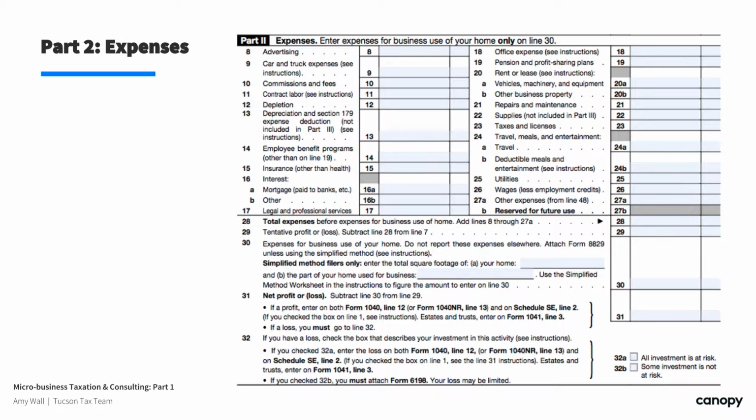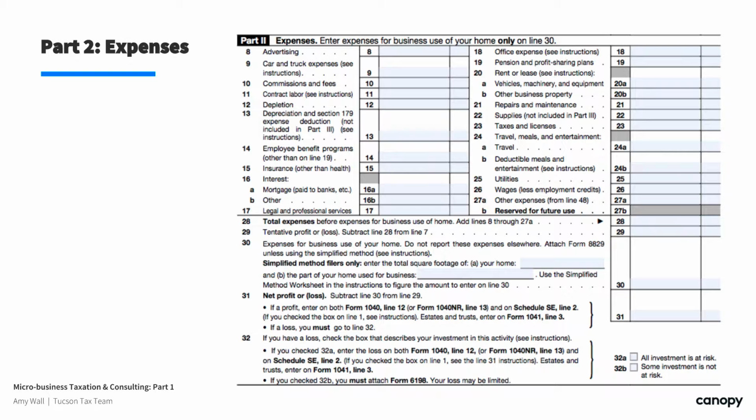Pension and profit sharing plans. It's important to note that this is not where we record the business owner's contribution to his own retirement plan. That goes on page 1 of the 1040. This line is for the business owner's contribution to an employee's pension or profit sharing plan, and you know that the business owner can't be an employee.